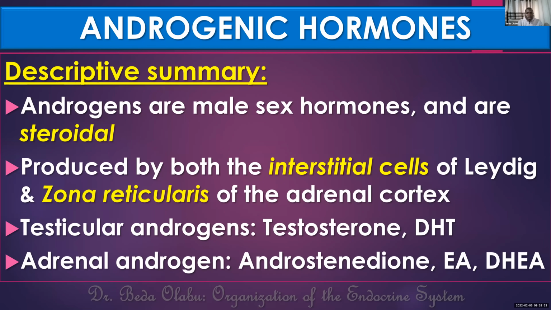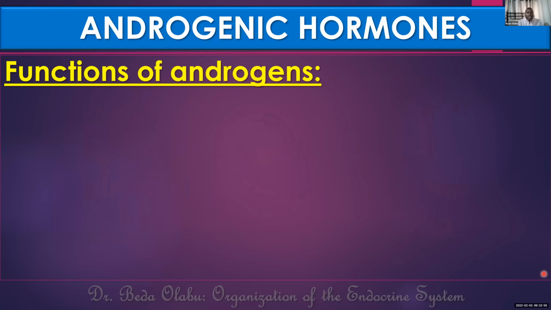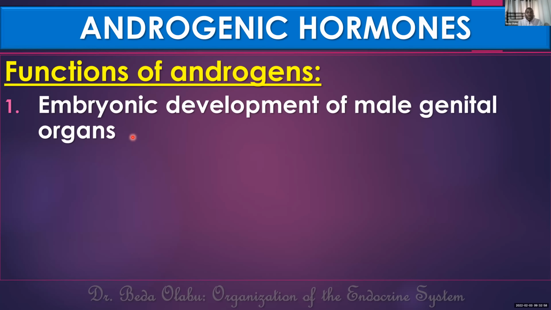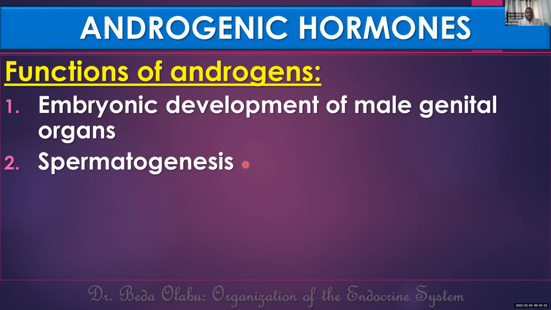What are the physiological effects of androgens? Androgens help in embryonic development of the male genital organs. So this is important before birth of a boy child. The androgens help in virilization. This is patterning towards the male system as opposed to the female system, virilization. Androgens also promote spermatogenesis, formation of sperms. They're responsible for male libido.